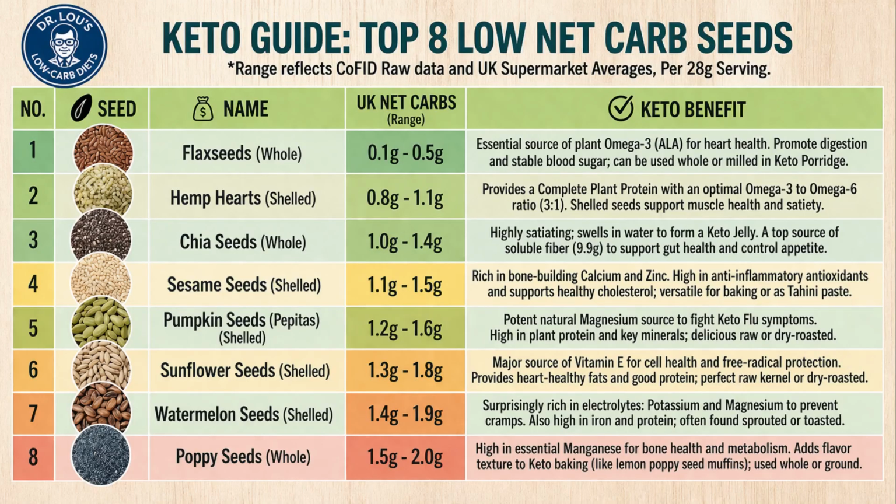Now, we're getting onto the heavier side here. So now the carbs are increasing, but they're still quite low. So pumpkin seeds, okay, they're shelled. Now you can see over here, net carbs of 1.2 to 1.6 grams. So we are increasing, but again, it's still very low. Potent natural magnesium source to fight keto flu symptoms, fantastic, another electrolyte, high in plant protein and key minerals, delicious raw or dry roasted. You decide, fantastic.